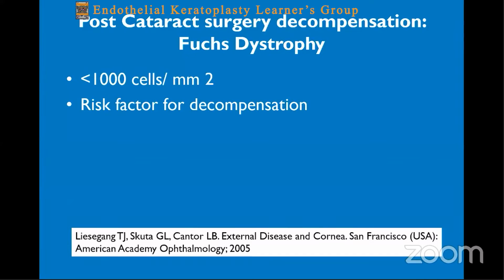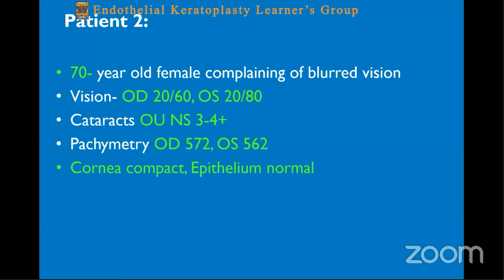Now, we know that post-cataract surgery decompensation in Fuchs endothelial dystrophy carries a high risk if the cell count is less than 1,000 cells per millimeter square. Now, how do we apply this, and how does specular microscopy help us in determining our plan for the surgical intervention in these patients?